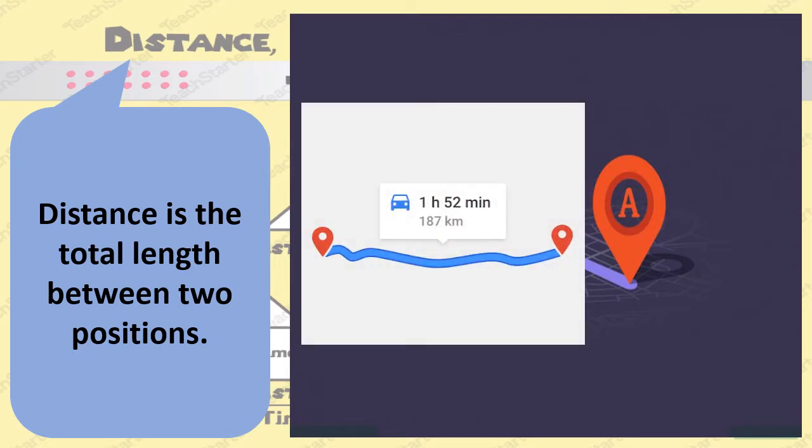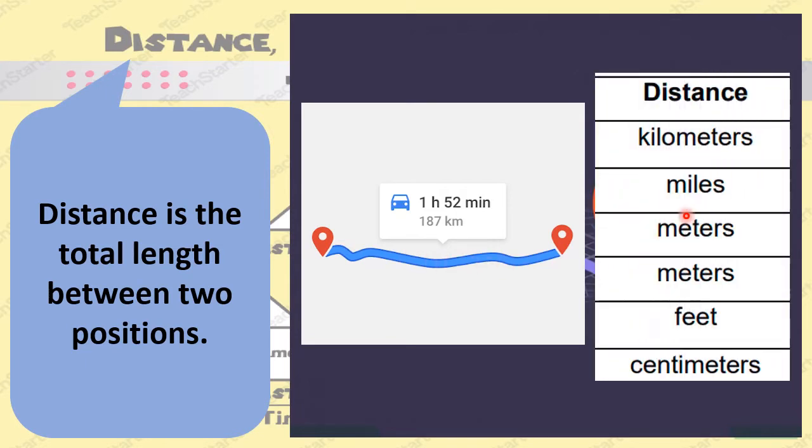For example, we saw this in Google Maps. Here we have two points and the two points are 187 kilometers apart. This is their distance, 187, the total length between the two points. And these are the common terms that we use to represent distance, common units: kilometers, miles, meters, feet, and centimeters.